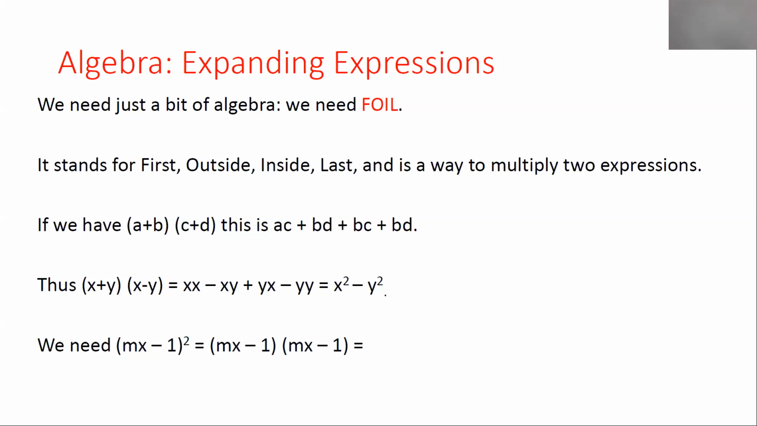And so you see this is going to be m squared because I have two m's, x squared because I have two x's. I have minus mx minus mx. So how many mx's do I have? Yep, I have two of them. So it's minus 2 mx plus 1. And so we get m squared x squared minus 2 mx plus 1.